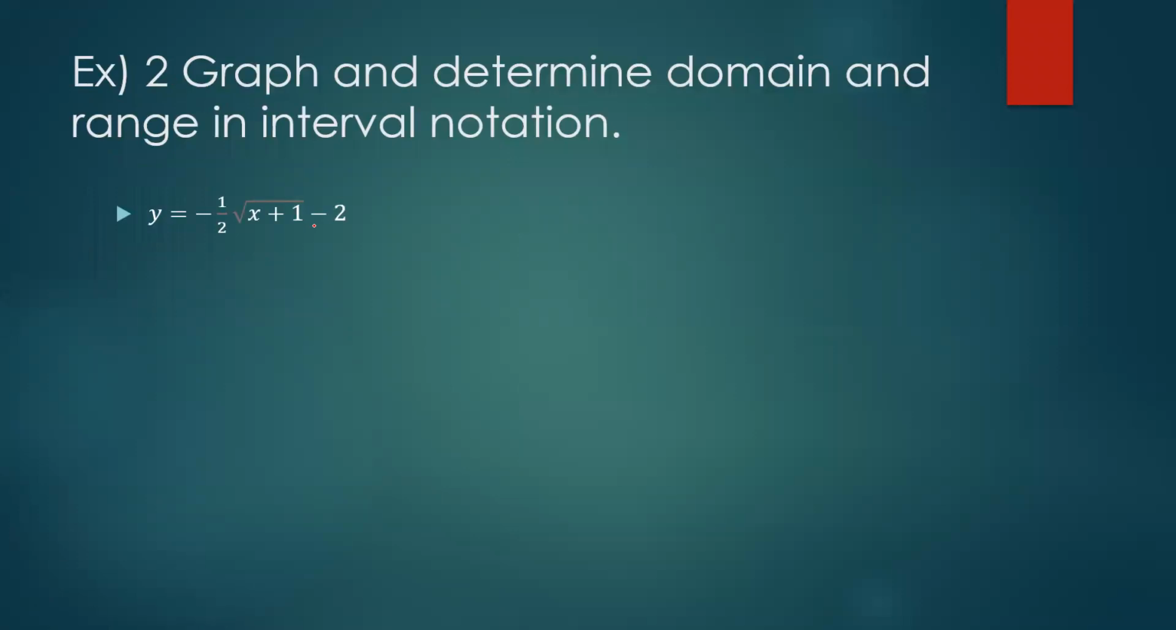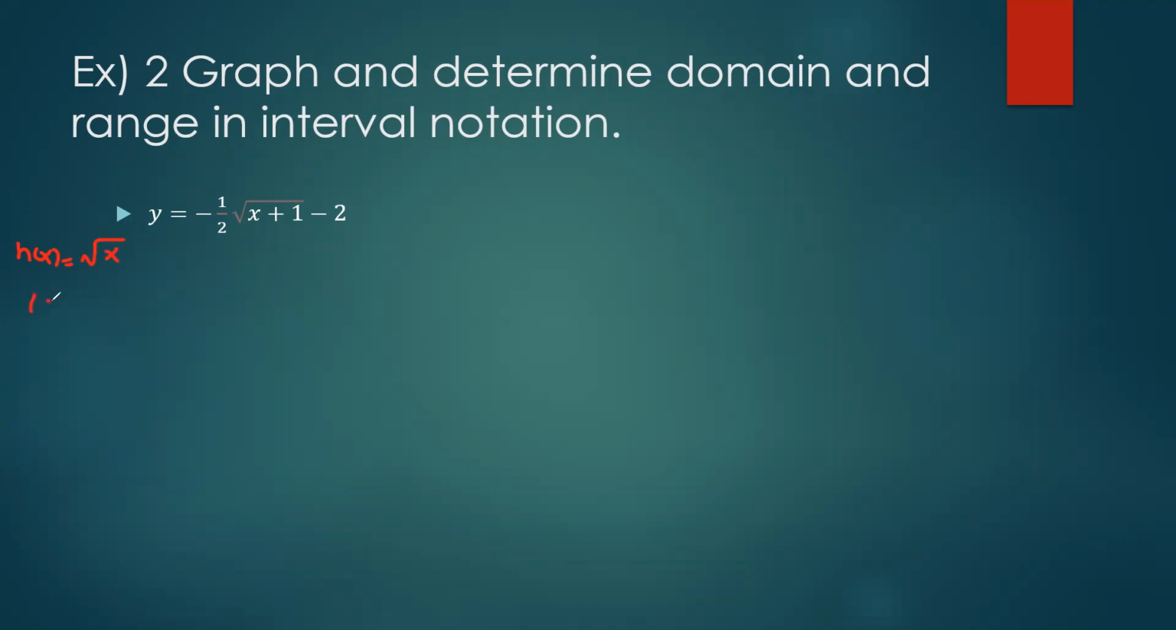Okay, so graph and determine the domain and range. Oh, this does not have a graph. It's okay. I'll just draw the graph individually. So let's start with the parent graph. Let's call it h of x, square root of x. So we start with the parent family always.